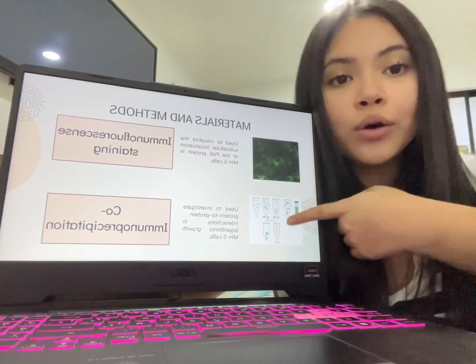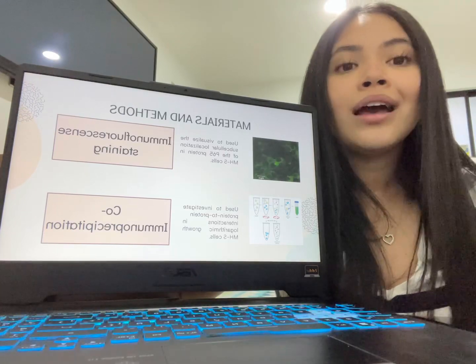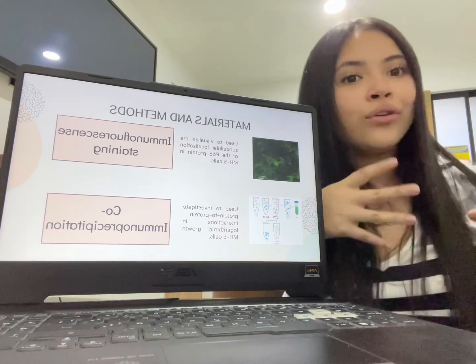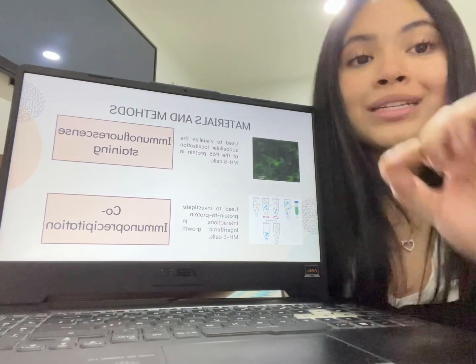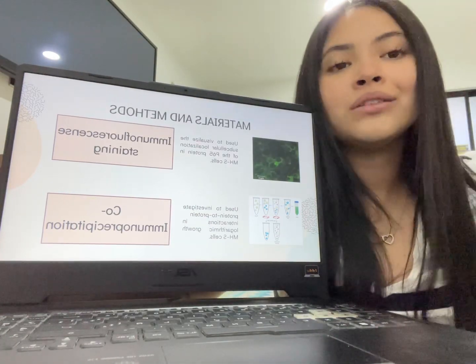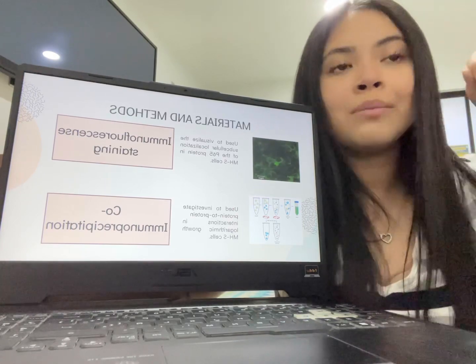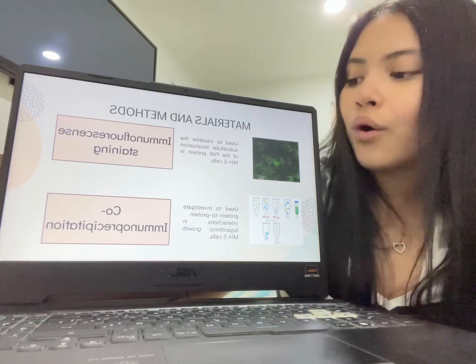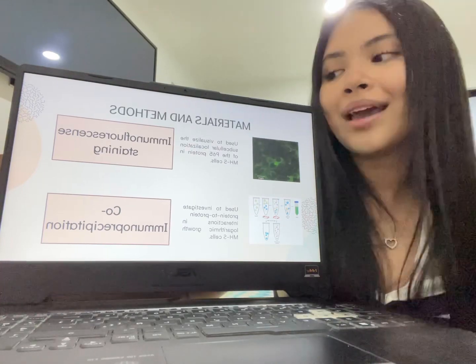And finally, we have the co-immunoprecipitation, a technique that detects interactions among proteins and between proteins and other cellular components. They use a protein-specific antibody to selectively bind to the protein of interest within a mixture of cellular components. In this case, they used it to know the interaction of the ASC protein in MHS cells.